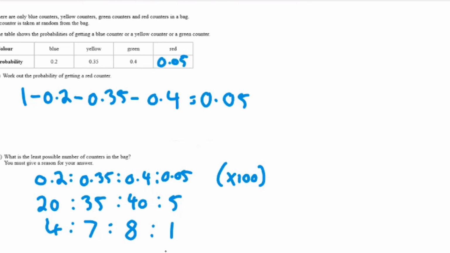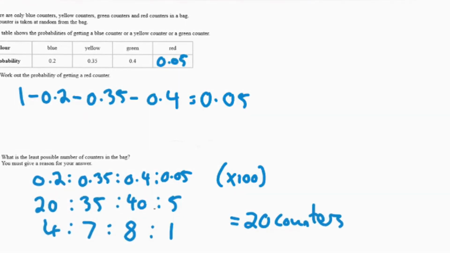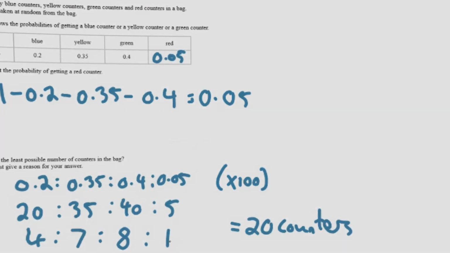Once you have reached a 1 in your ratio, you cannot simplify any further, because obviously that's the smallest positive whole number. This, therefore, is the ratio, therefore the actual least possible number, if you add these up, so 4 blues, 7 yellow, 8 greens, and 1 red, you are going to get that there can be 20 counters. And as for giving the reason, it has to be made up of whole numbers, yet you now have only 1 red, which is, as we say, the smallest whole number.